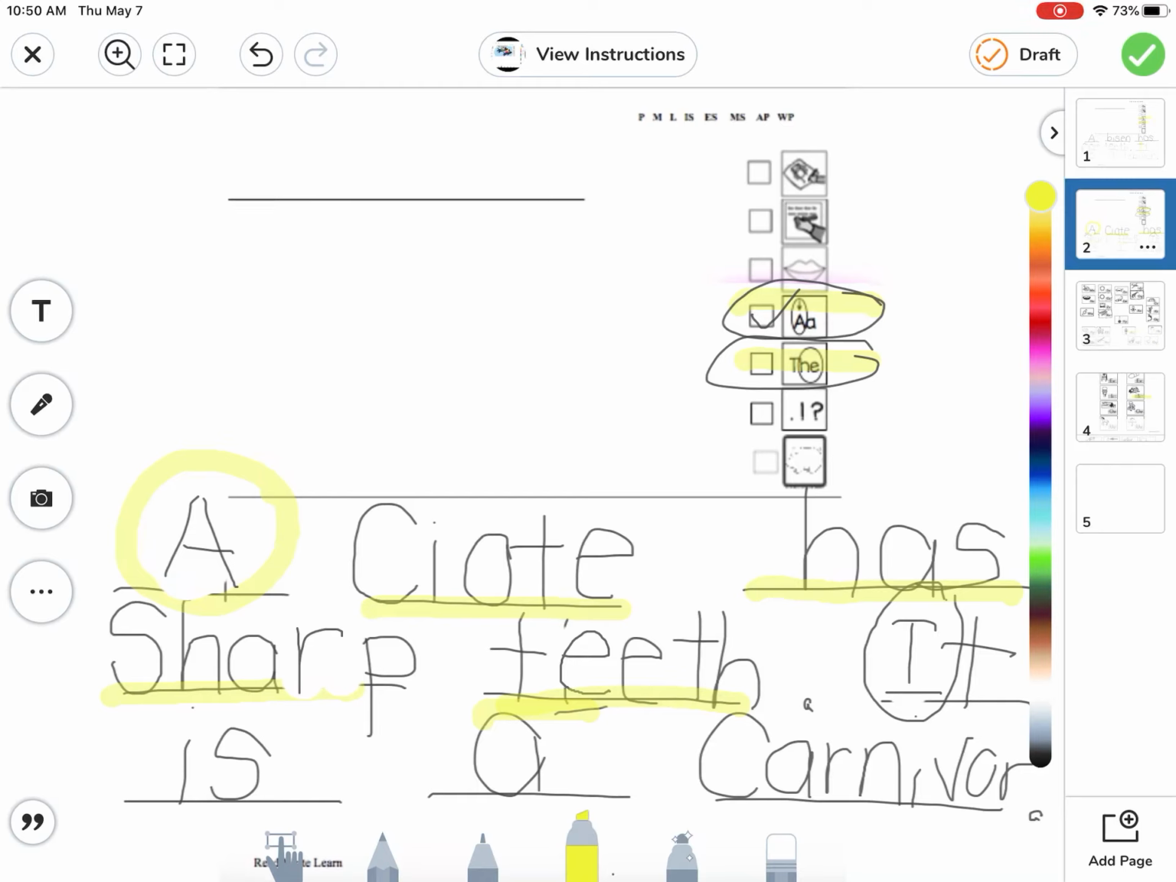Teeth. Okay, here's our period. So the next letter right after it's uppercase. Uppercase I, we've already checked for that. The rest should all be lowercase letters. Is this good? There's a lowercase A and carnivore. All of those are lowercase. All right, I've checked and I make sure all my other letters are lowercase, so I'll give myself a check. All right, friends, now it's your turn. I want you to write a super fact today. Make sure you're really focused on making sure your first letter is an uppercase letter in your sentence and the rest are all lowercase.